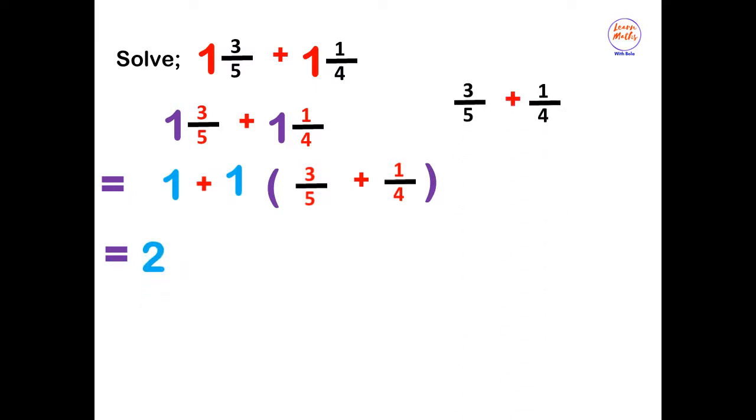Then we go on to work with our butterfly method for our like fractions. So we have 5 times 4 is 20. 3 times 4 is 12. 1 times 5 is 5. Very simple. So the 12 plus 5, then you have the LCM as 20.